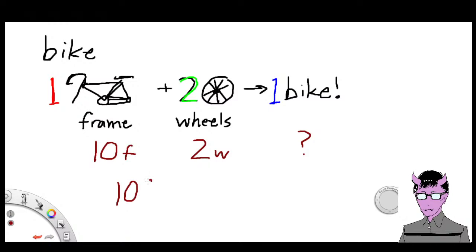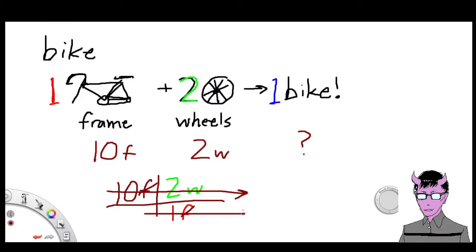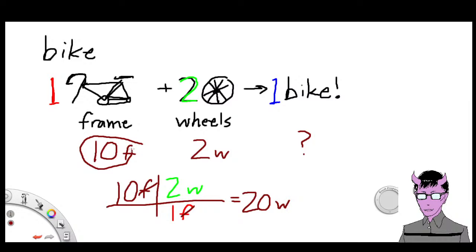So given that you have 10 frames, how many wheels will you need to use up all 10 frames? We're going to go to the recipe. For every one frame that you use, you require 2 wheels. Again, this is straight from the recipe. Once you do the mathematics, simple, cancel units, just multiply straight across. So what do we get? We get 20 wheels. What does that mean? It means that in order to use up all 10 frames that you were given, you require 20 wheels.